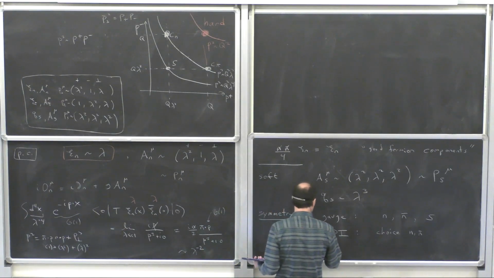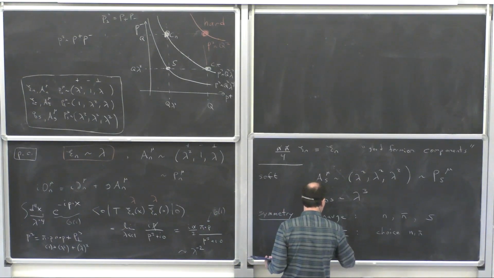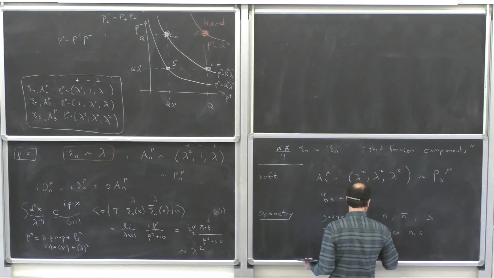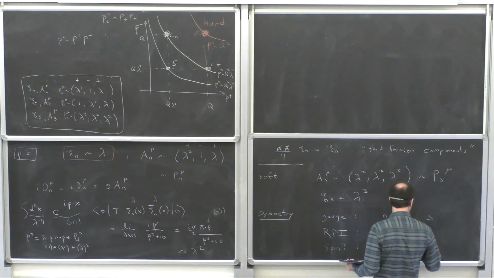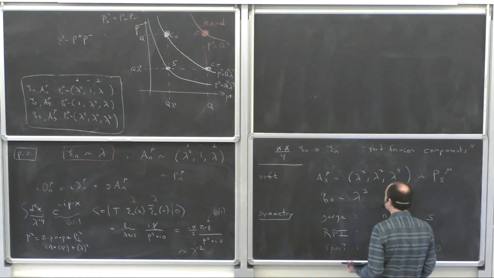You could ask if there are any spin symmetries in this theory, and the answer is no. It's the same as QCD, so it's not like HQET where there's some new spin symmetry.